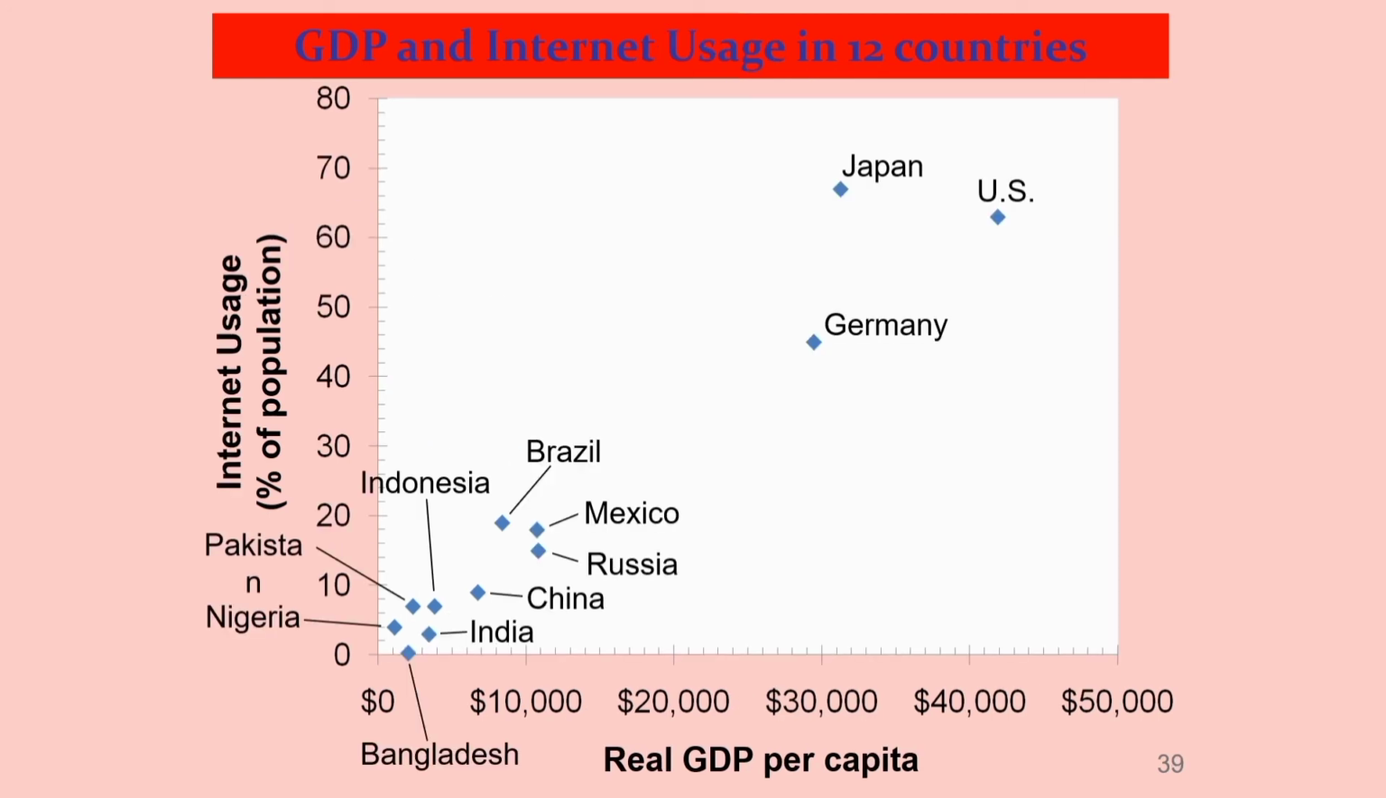The same is also true for internet usage. If you compare that to real GDP per capita, it is the same story. The countries with higher real GDP per capita are also the countries with a greater percentage of population using internet.